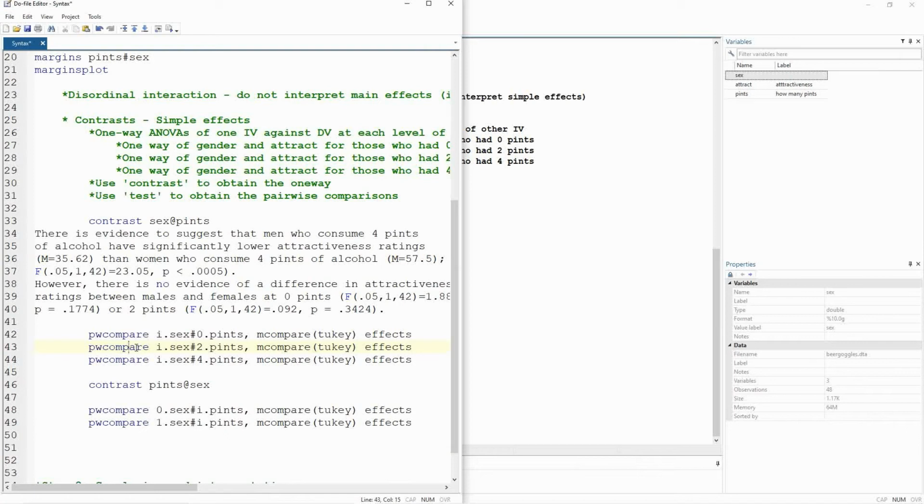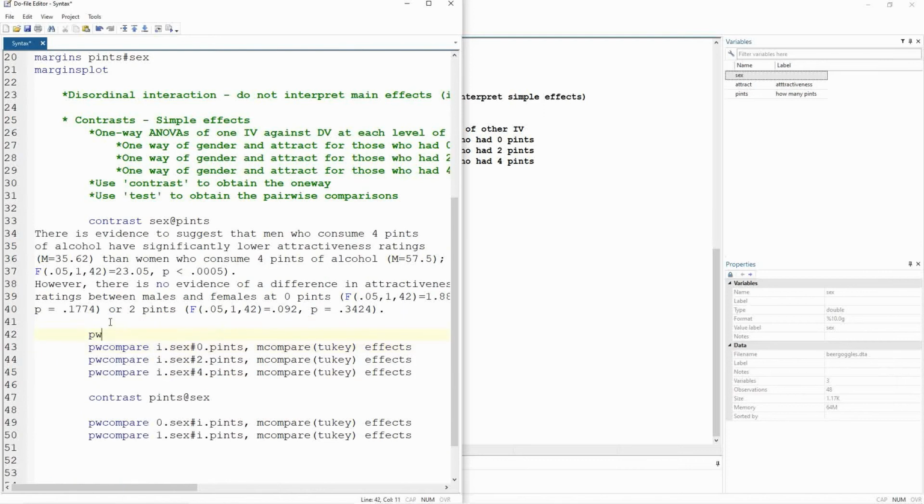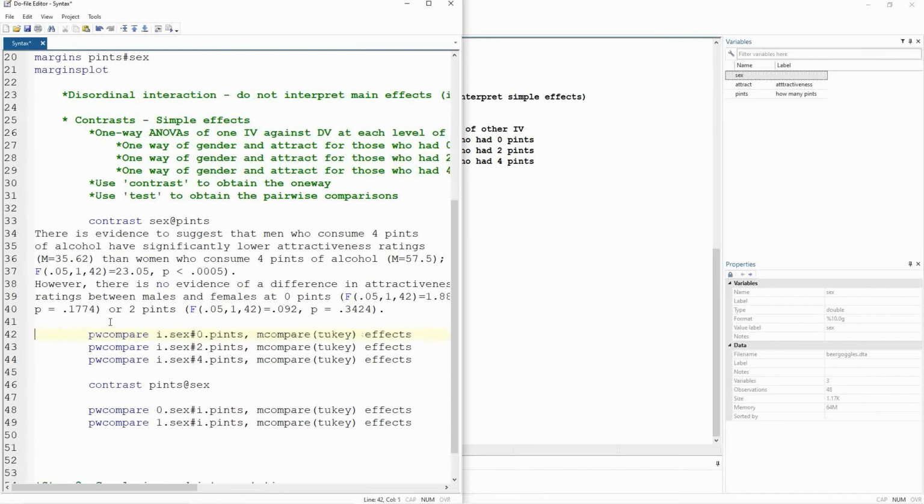Now, this is not the same command that we used in tutorial 6. In tutorial 6, we used pwmean, and pwmean only works for one-way ANOVA. You need to use pwcompare for two-way ANOVA. Now, the syntax looks a little bit scary, so let me walk you through what's happening here.